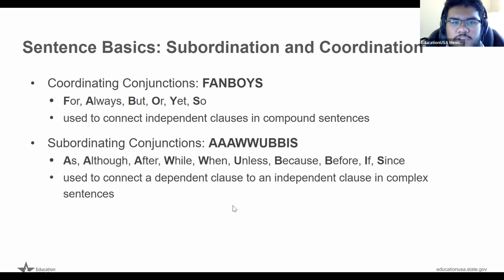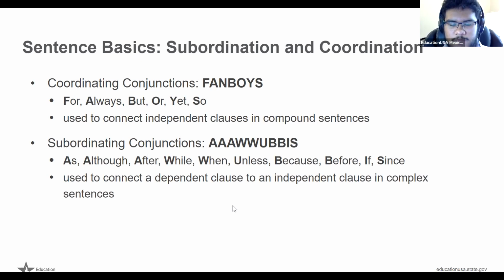So let's use an example with the coordinating conjunctions to show independent clauses in action. You can say, I like ice cream and he likes pizza. The and connects two independent clauses. The first one being I like ice cream, the second one being he likes pizza. Both of those independent clauses can stand on their own as proper full sentences.